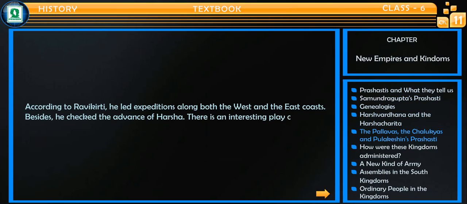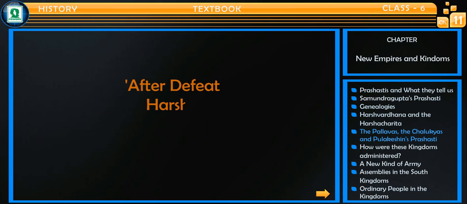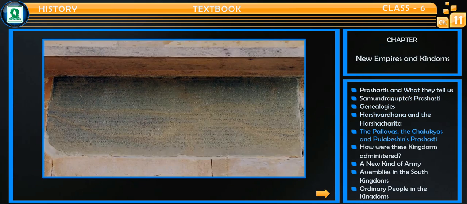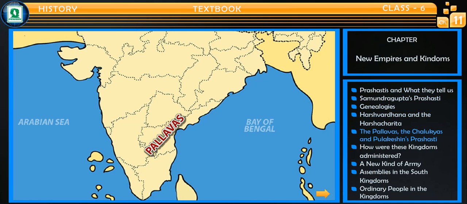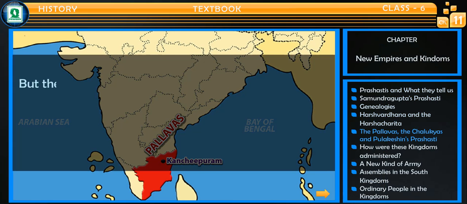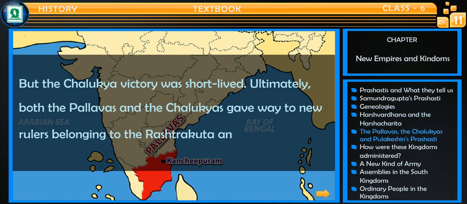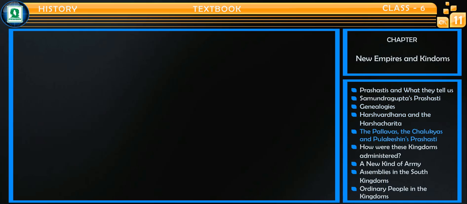There is an interesting play of words in the poem. Harsha means happiness. The poet says that after this defeat, Harsha was no longer Harsha. The Aihole inscription of Pulakeshin II mentioned that Pulakeshin attacked the Pallava king, who took shelter behind the walls of Kanchipuram. But the Chalukya victory was short-lived. Ultimately, both the Pallavas and the Chalukyas gave way to new rulers belonging to Rashtrakuta and Chola dynasties.